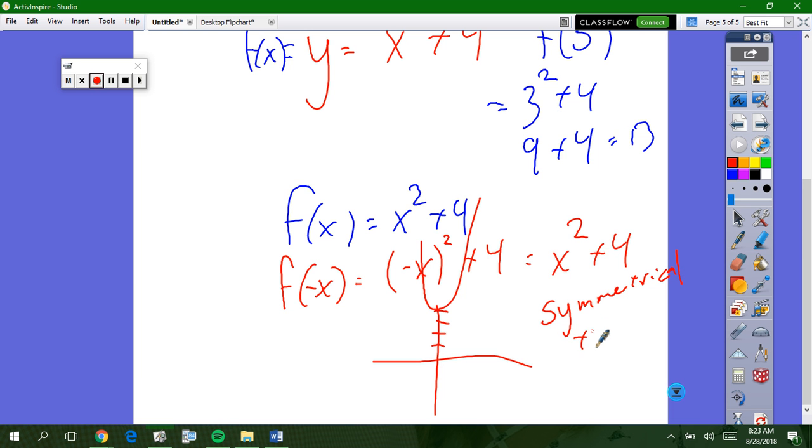Symmetrical to the y-axis. Meaning, if I folded the graph on the y-axis, would it lie upon itself? Yes, it would. So if you're ever looking at a graph, you can tell whether it is an even function if it is symmetrical about the y-axis. Okay? Any questions on that?